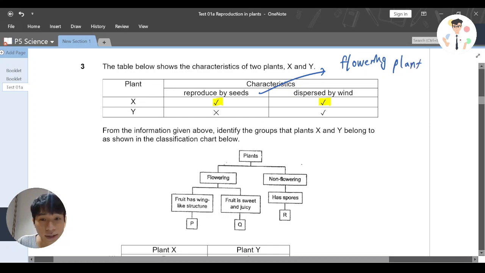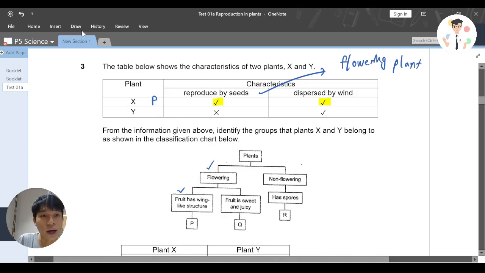So let's look at X. Is X flowering or not flowering? Flowering for sure, and it is dispersed by wind. That's why it is supposed to have a wing-like structure. So I know that X is actually P.